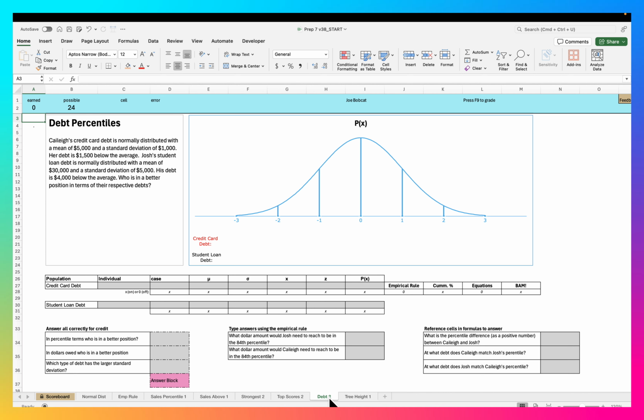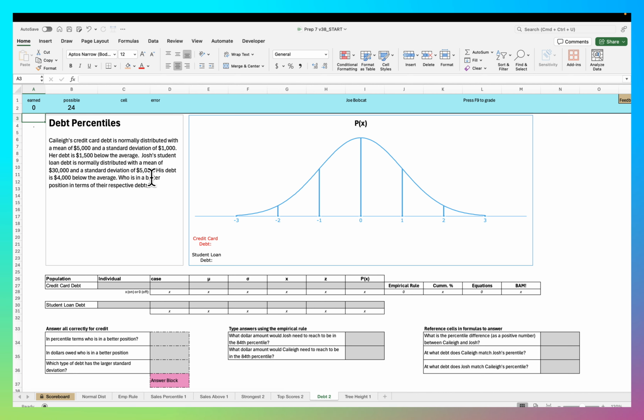All right, on this one, we're looking at debt percentiles. So Kaylee, and check out the spelling, because it's C-A-I-L-E-I-G-H. So be careful when you're spelling it later. Kaylee's credit card debt is normally distributed with a mean of 5,000 and a standard deviation of 1,000. Her debt is 1,500 below the average.